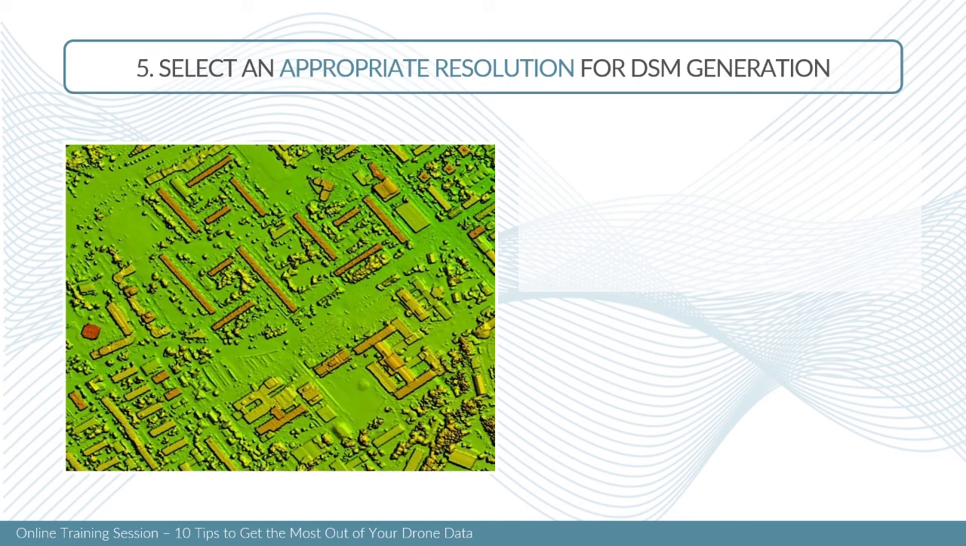Tip number 5, select an appropriate resolution for the DSM generation. So the DSM is probably the most demanding process of the workflow in terms of time. That's the longest one, I would say. Probably sometimes can take 40-50% of all the processing. So it's very important to define what you need in terms of resolution.